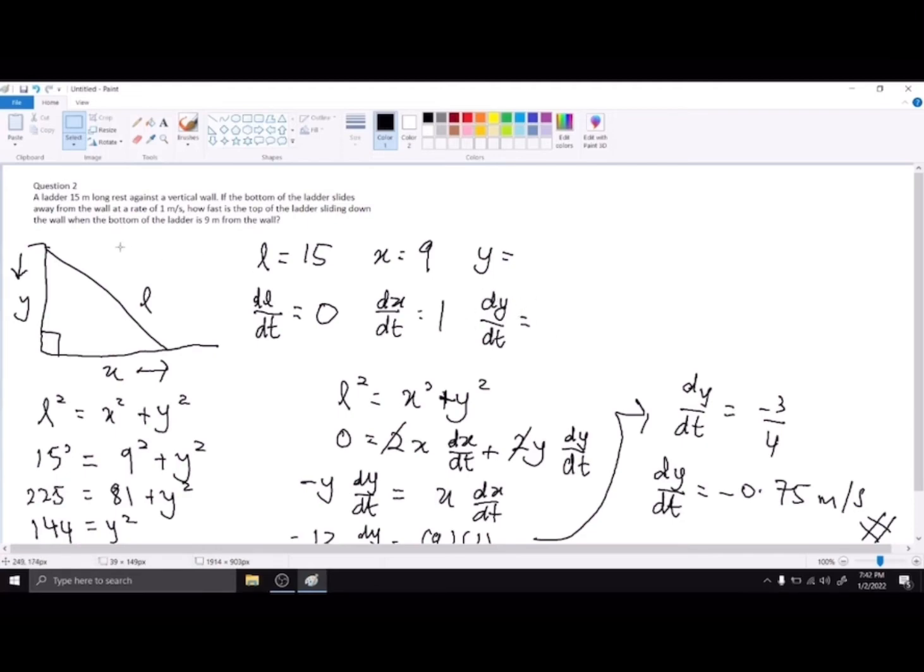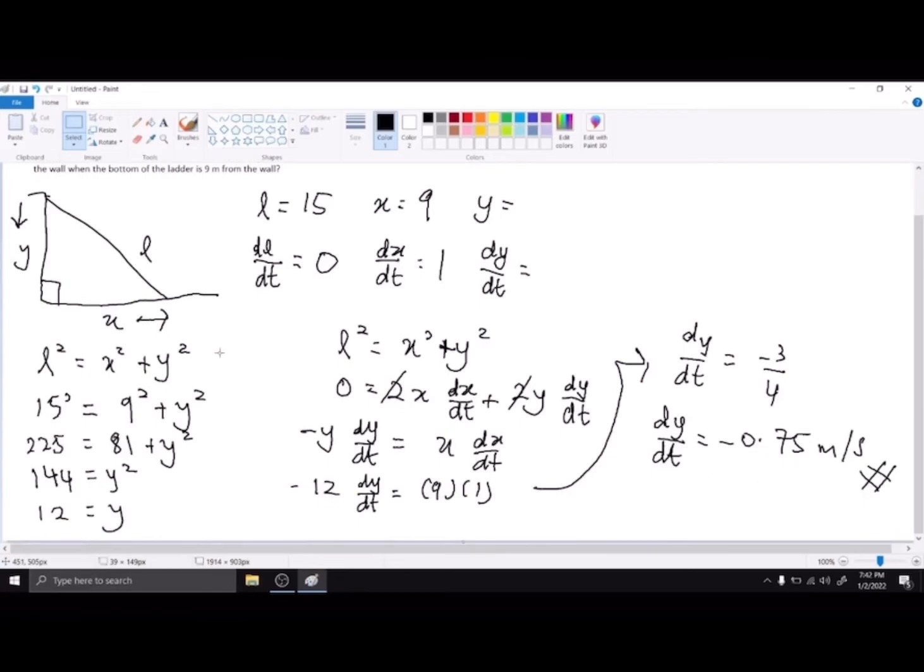So we have to find dy over dt when the bottom of the ladder is 9 meter from the wall, which refers to x. x is 9. So we don't have y. dl over dt is simply going to be 0 because the length does not change. It doesn't increase or decrease. So how to find y? We use the Pythagoras theorem formula. l squared equals x squared plus y squared. Replace with the information we have. 15 squared equals 9 squared plus y squared. 225 equals 81 plus y squared. Minus these two, 144 equals y squared. The square root of 144 is 12. So we have here y equals 12.